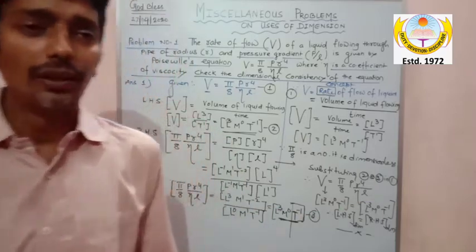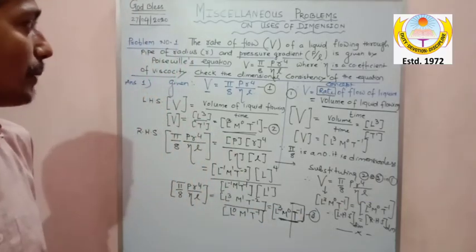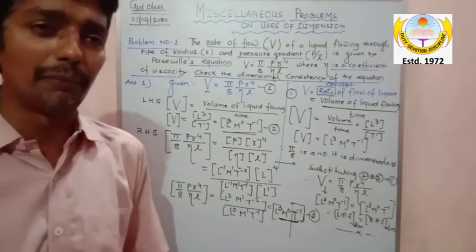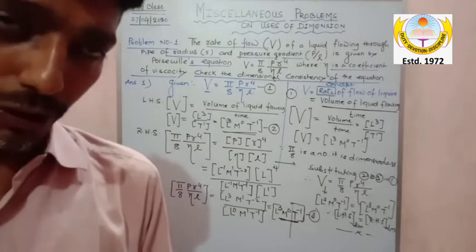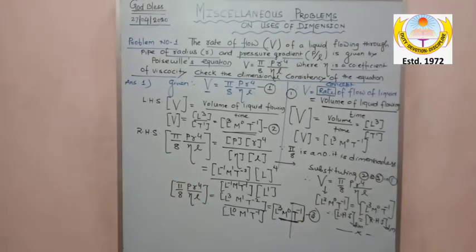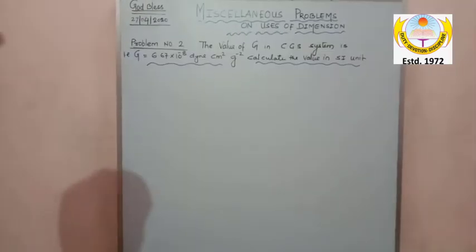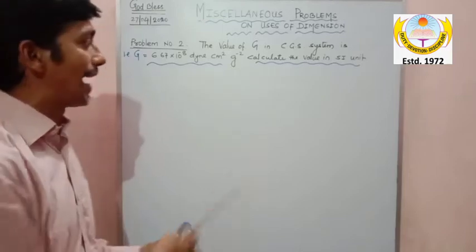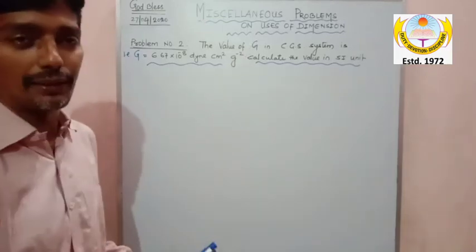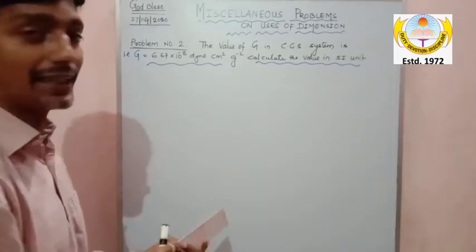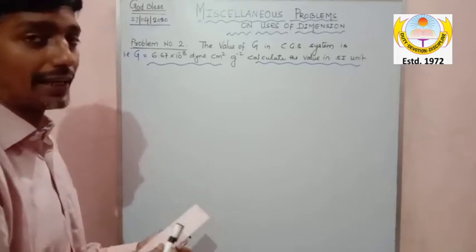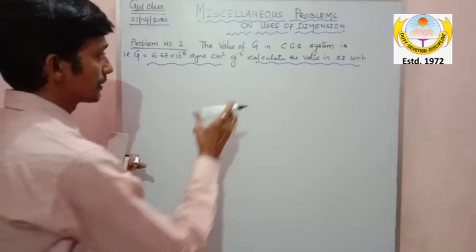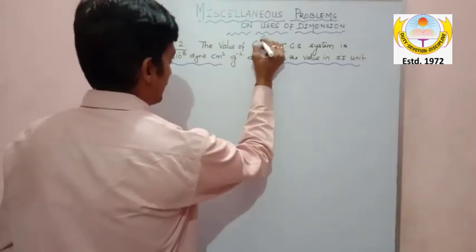So I hope you understood this first example on the first use of dimension, that is the principle of homogeneity. Now let's go to the next question. Well, my dear, look at the next sum. The next sum is the value of capital G. You all know capital G. Capital G is the gravitational constant. You all know, right? Otherwise, you should take care that capital G is the gravitational constant. Here I am writing.